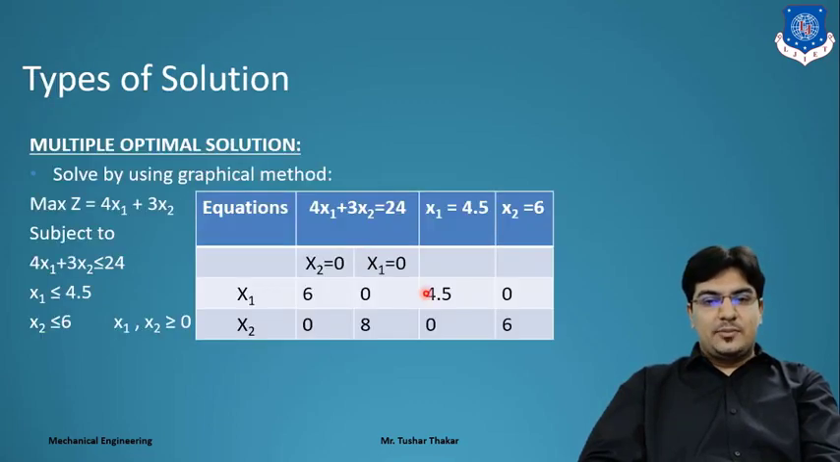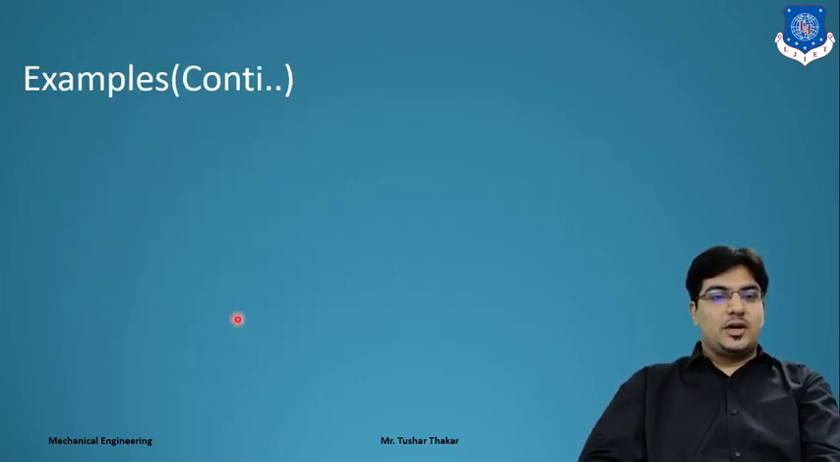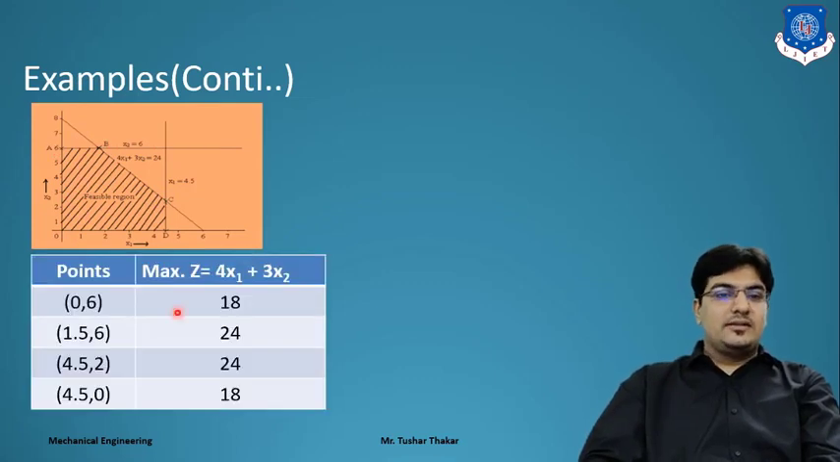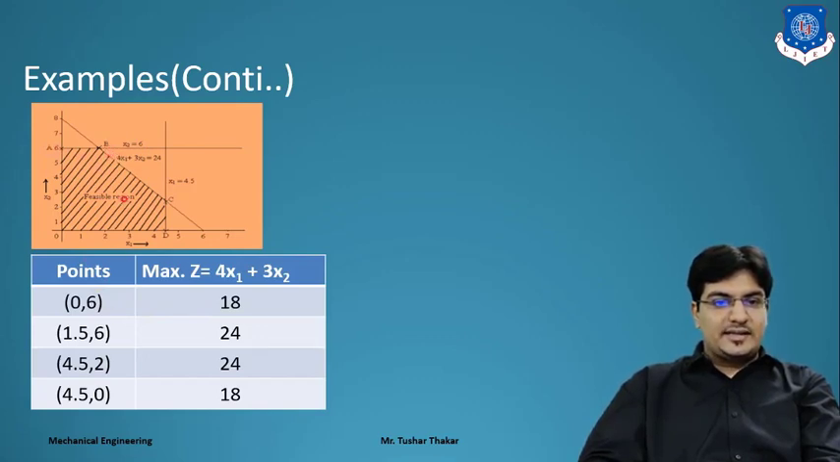So we have 4 different points over here: 6 0, 0 8, 4.5 0, 0 6. So we can plot a graph like this. We find the feasible region as this, line A, B, C. So what is the value over here? We have 4 points: at point A 0 and 6, at point B 1.5 and 6, at point C 4.5 and 2, and at point D 4.5 and 0. So we can get different values over here.